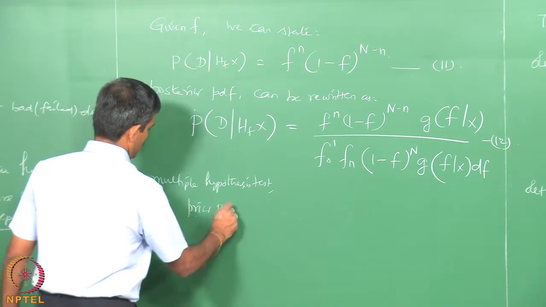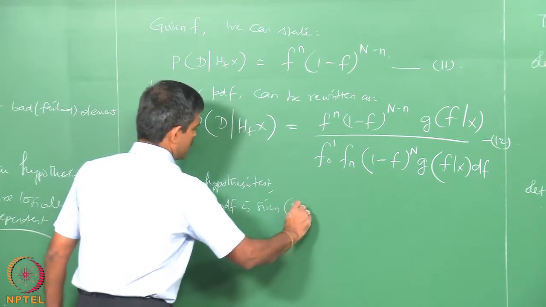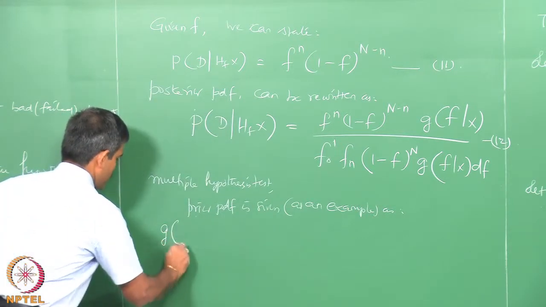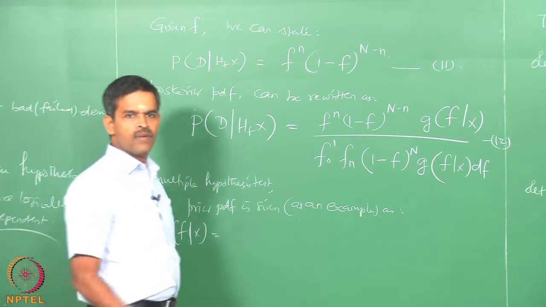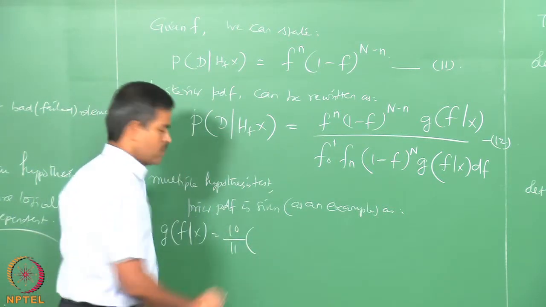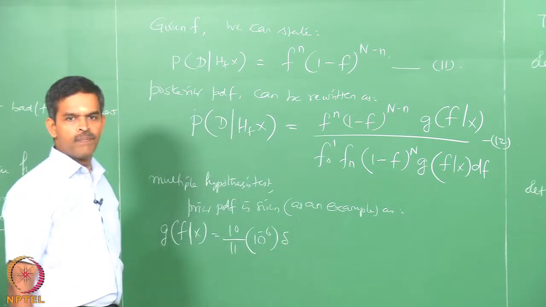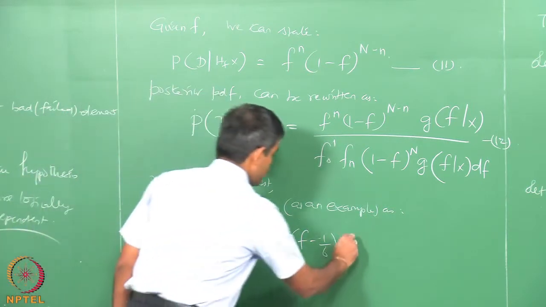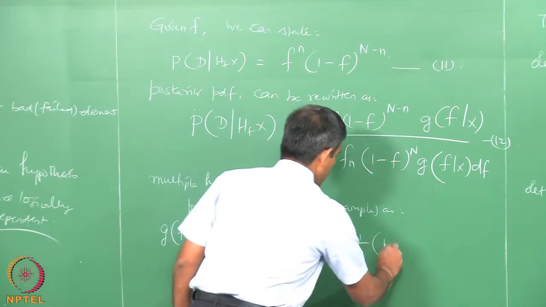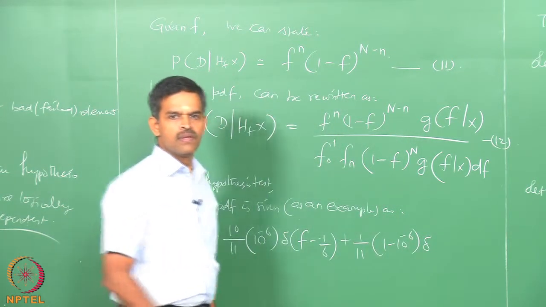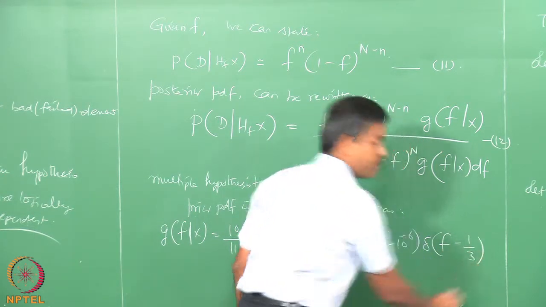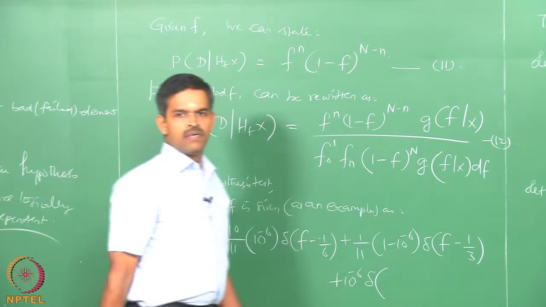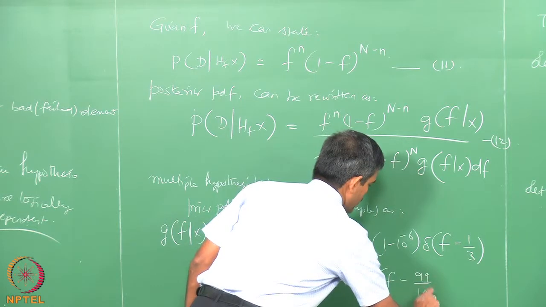Prior PDF is given as an example as g of f of x, let us say 10 by 11 of 10 power minus 6 of delta of f minus 1 by 6, plus 1 by 11 of 1 minus 10 power minus 6 of delta of f minus 1 by 3, plus 10 power minus 6 delta of f minus 99 by 100.